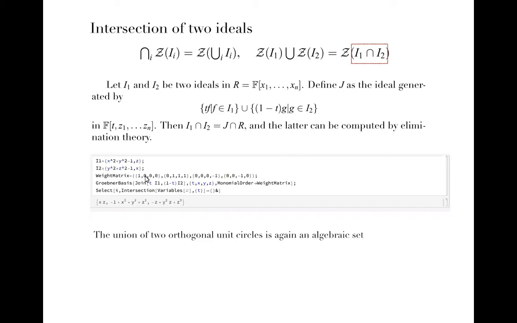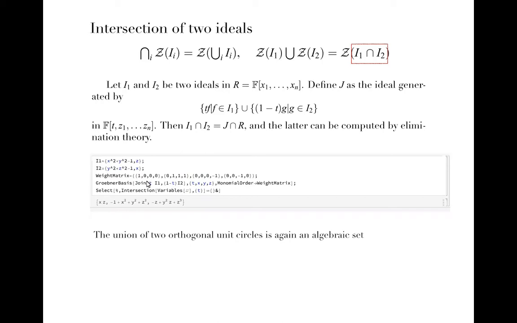But these 2 circles are in the 3-dimensional space, orthogonal to each other. So suppose I'm interested in the union of the 2 circles. It looks like a complicated geometric object, but I still want an algebraic description of it. That can be easily done.